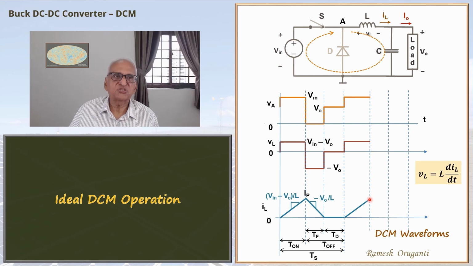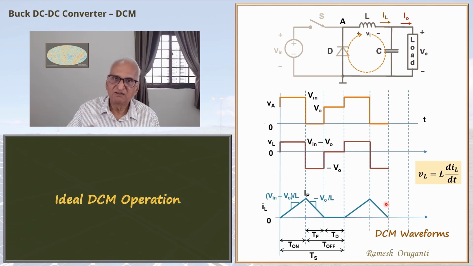Now again, the switch is switched off and the inductor current freewheels through the diode. VA is 0 and VL becomes equal to -V0 and the current falls from IP down to 0 in an interval TF at a slope of -V0/L again. Once again, during the discontinuous interval, the switch is off, the diode is off, and the capacitor sustains the load current. So this process repeats. So this is the discontinuous conduction mode of operation.